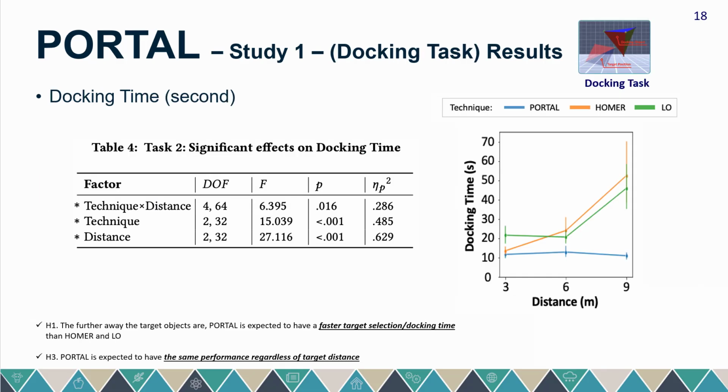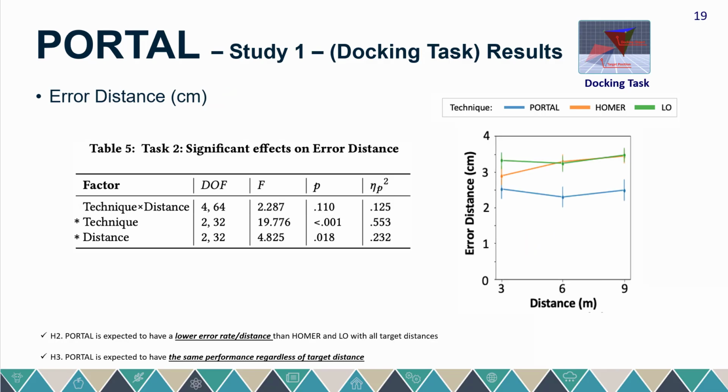This is a result for the docking task. The table shows a significant interaction effect on the docking times between technique and target distance. At 3 meters, Porter shows a faster docking time than linear offset and Homer. Porter has a significant difference to linear offset technique, but not Homer. At 6 meters and 9 meters, Porter has significantly faster docking times than Homer and linear offset technique. In addition, Porter has no simple effect of target distance.